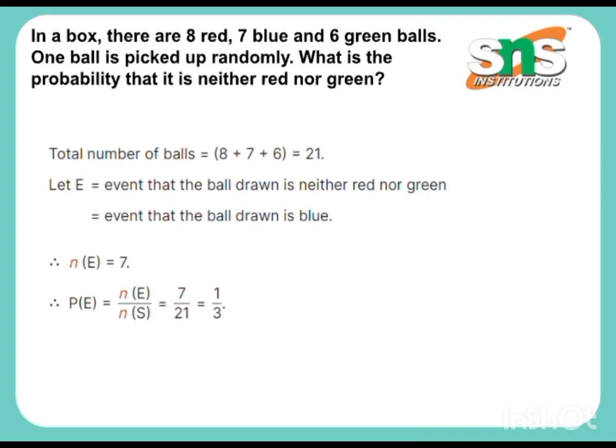Now the solution is total number of balls will be 8 plus 7 plus 6, that is equal to 21. Here the ball should be neither red nor green. So we are rejecting 8 red and 6 green. We just have 7 blue balls. So our n of E will be equal to 7. Our n of S will be 21. So we can apply that in the formula. Probability of an event is equal to n of E by n of S, that is equal to 7 by 21, and when we simplify, that will be 1 by 3.